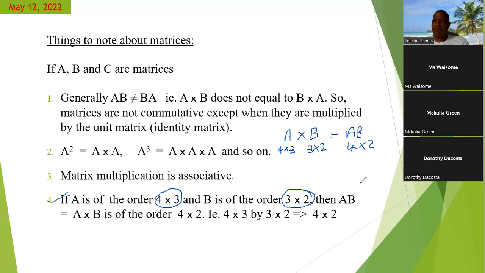So the first letter in A times the first letter in B, the second letter in B. Exactly. So in other words, you can actually say what order the result is going to be by looking at the row of the first by the column of the second matrix. So if you use the row of the first matrix by the column of the second matrix, it will tell you what the order of the product will be, which is 4 by 2.